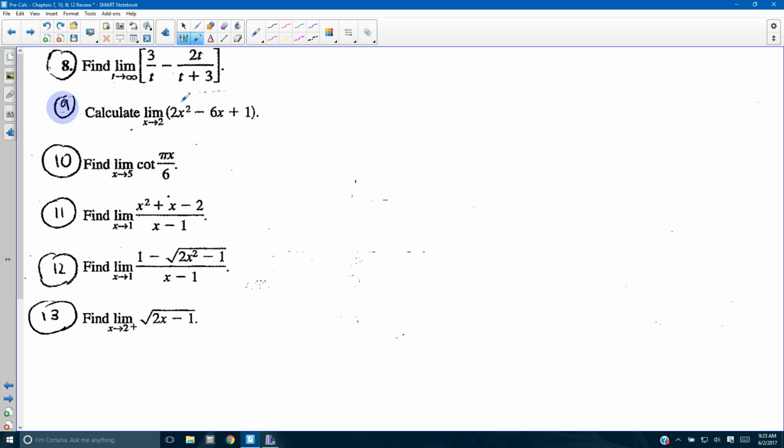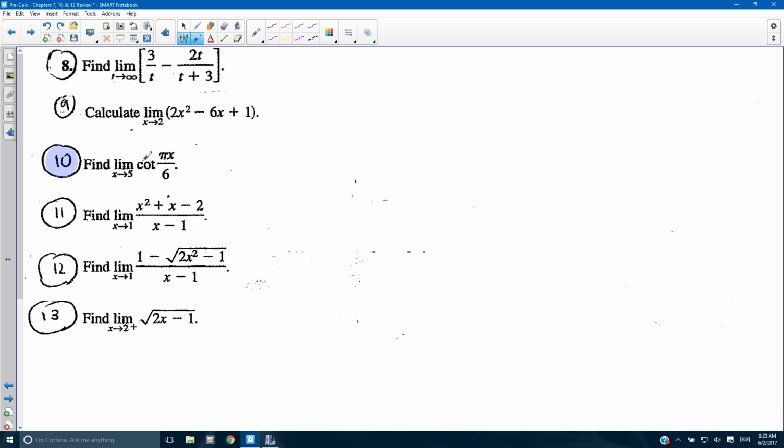Number 9, calculate the limit as x approaches 2 of 2x squared minus 6x plus 1. As we did before, I can just substitute 2 into here and see if I have a defined value. As long as it's a polynomial, I really should. So here it's going to be 4 times 2, which is 8, minus 12, plus 1. Negative 4 plus 1 is negative 3. And that is the limit as x approaches 2 of this value. It's also the defined value for y when x is 2. There's a point on your graph that's (2, negative 3). Awesome.